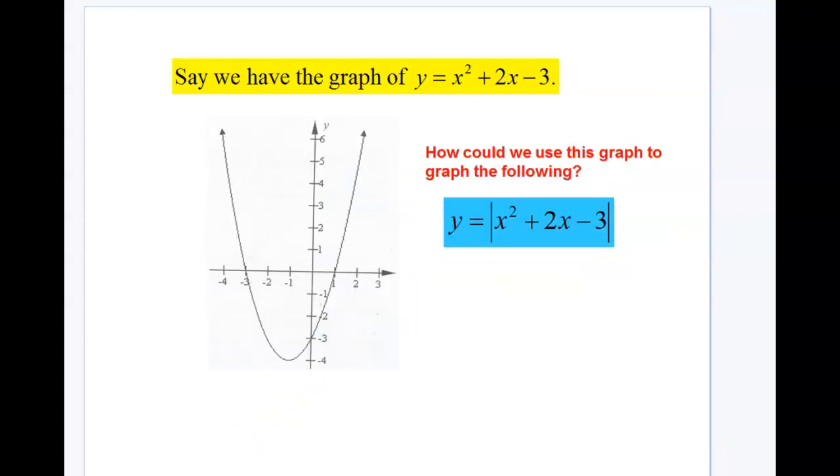So if you were given this graph, y equals x squared plus 2x minus 3, which is shown here, and you wanted to graph the absolute value of this, the first thing you're going to do is look for the x-intercepts. And anything that's below the x-axis is going to be flipped up. So if I take the vertex right here, which is negative 1, negative 4, that's going to flip up to become negative 1, positive 4, and my graph will look like that. And the parts that are above the x-axis obviously are not going to change. So there would be the graph of the absolute value of x squared plus 2x minus 3.